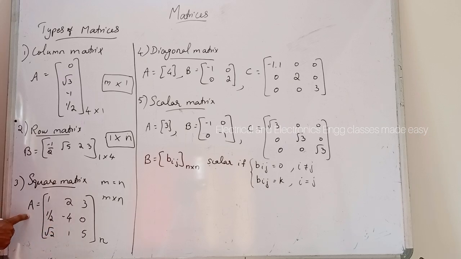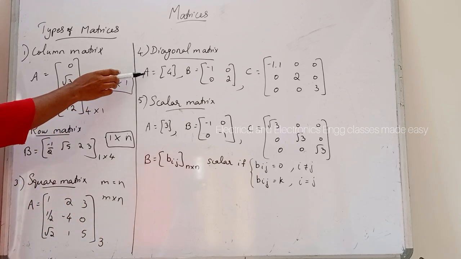So for example, A is equal to 1, 2, 3, 1 by 2, minus 4, 0, root 2, 1, 5. Here the number of rows and the number of columns are equal to 3. So this is a matrix of order 3.